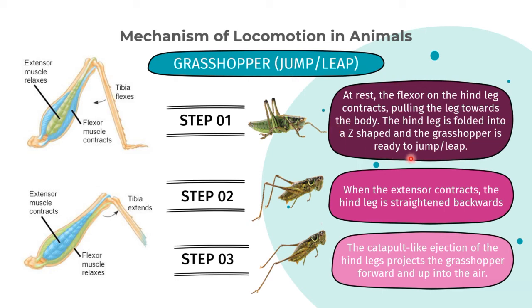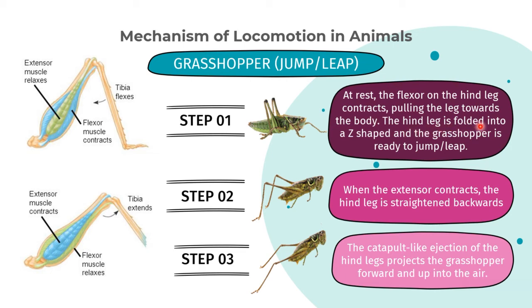Okay, now we go to step 1. This refers to the at rest condition of the grasshopper. At rest, the flexor on the hind legs contracts. Hind legs refer to this leg. So the flexor on the hind leg contracts and pulls the leg towards the body.